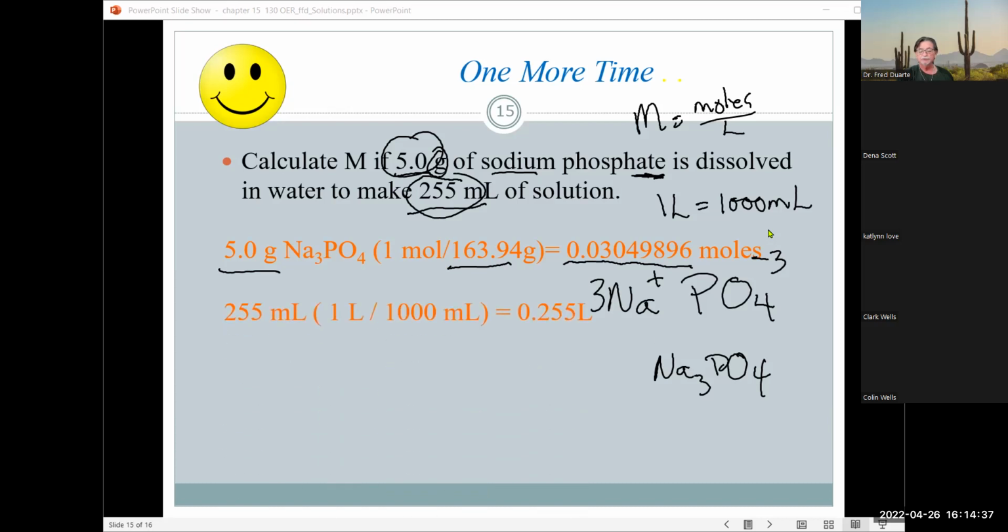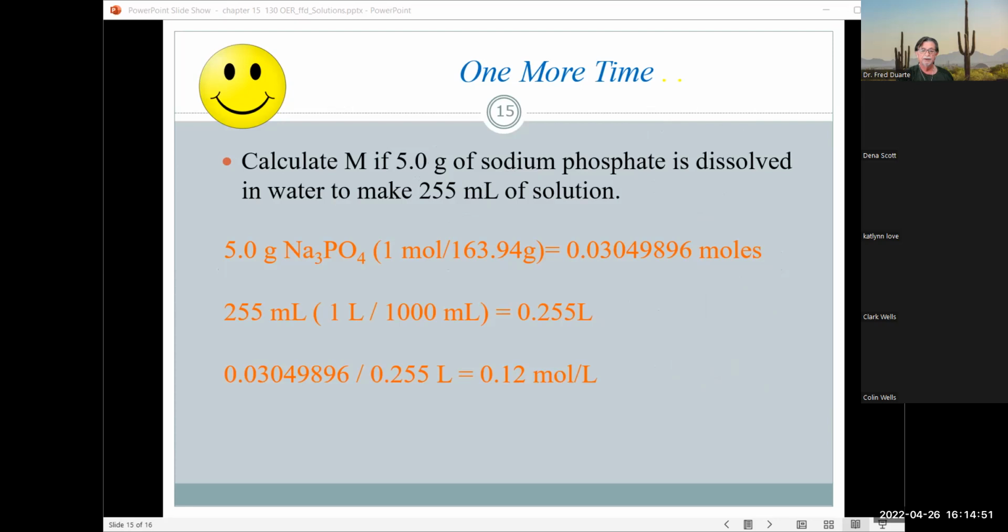All right, so now we take the 255 divided by 1,000. That gives us the volume in liters. Now we can go back and plug in the numbers, and you end up with, clear the mess up a little bit here, a molarity for sodium phosphate of 0.12. So if I take 5 grams of sodium phosphate and I dissolve it to exactly 255 milliliters of solution, its molarity for that solution will be 0.12 moles per liter, okay?